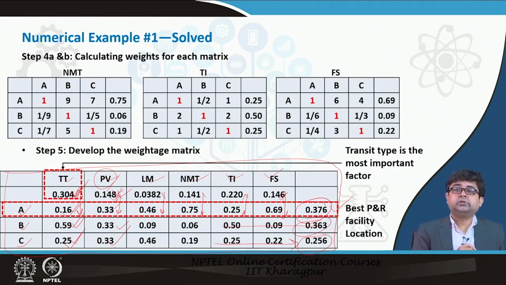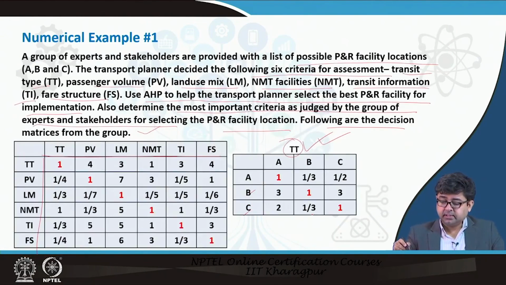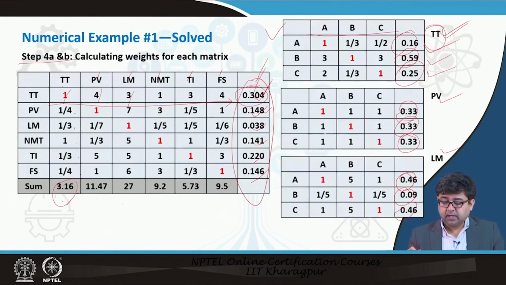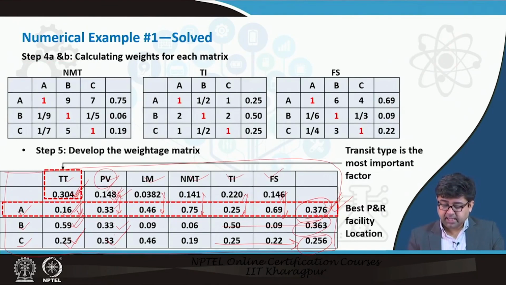What this allows you to say is that now you can rank them, and you see that alternative A gets the highest composite weightage. Remember what this is? This is the composite weight. So, alternative A has the highest composite weight, B has the second highest, whereas C has the third. So, you pick A as your site for your park and ride lot.